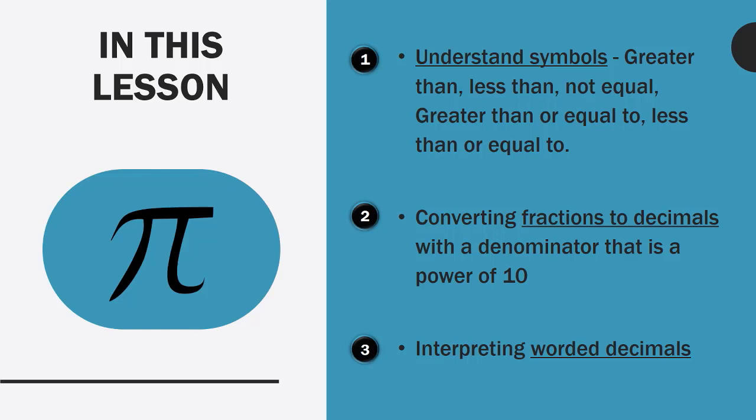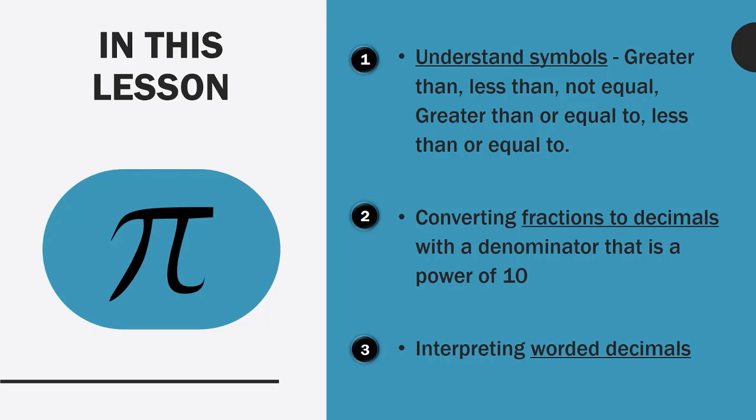So in this lesson, we're going to do three main things. The first one is we need to understand some of the symbols that we use when we're looking at a topic like this. A few of those are the greater than or less than symbols. Another one that we'll look at, which is very easy, is the not equal symbol. But we'll also have a look at the greater than or equal to, and the less than or equal to symbol as well.